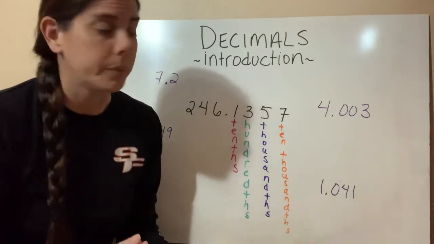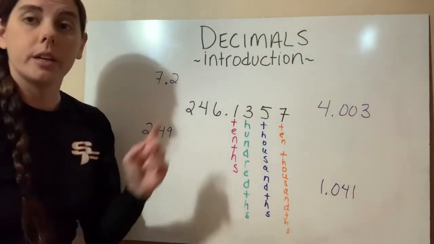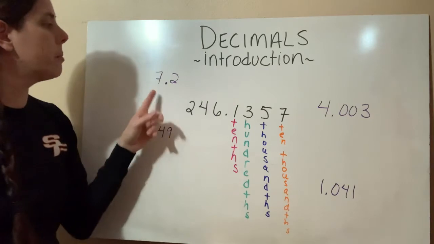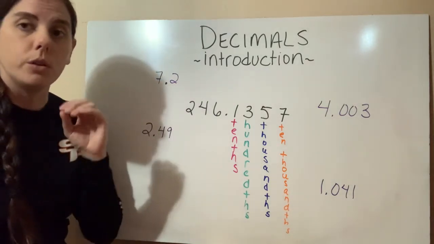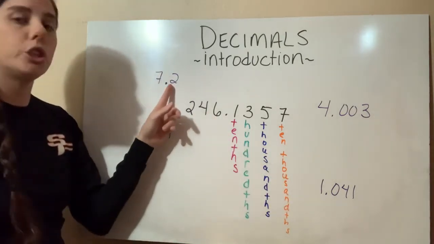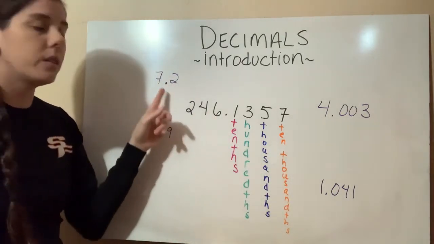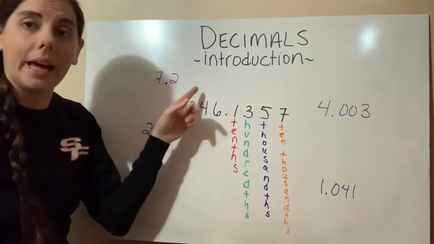So I have a few different decimals scattered around here, and we're going to go ahead and just make sure we know how to name them. So up here, we could say 7.2, but using our names or our place values, we'd say 7 and 2/10. So whenever we say the word and, that is denoting there's a decimal there. So 7 and 2/10.